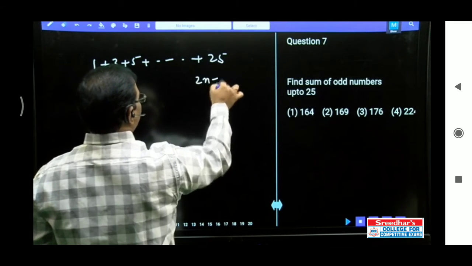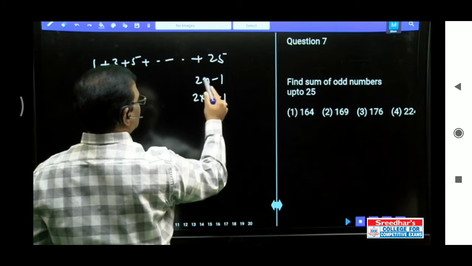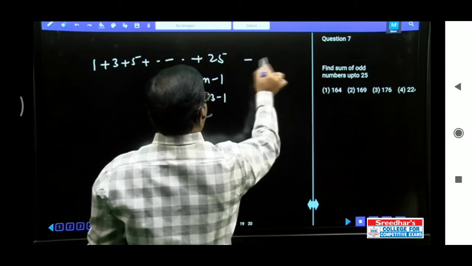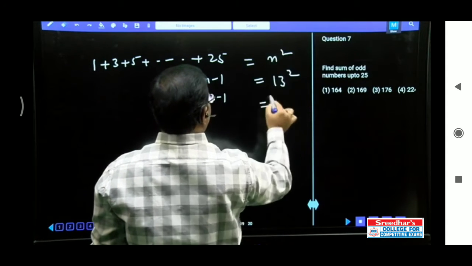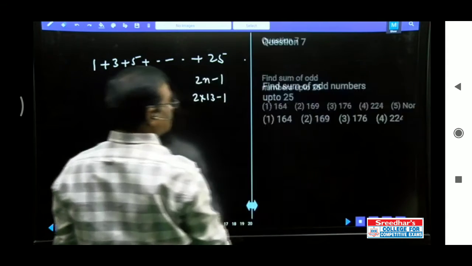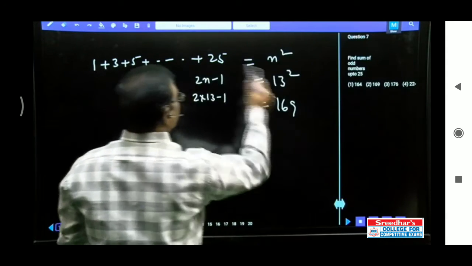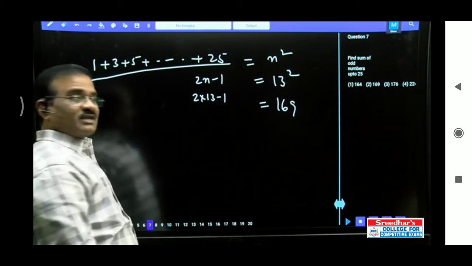2n minus 1 ఫార్ములా ఉంది. 2 into 13 minus 1, n is equal to 13. సో n is equal to 13 కాబట్టి ఫార్ములా మనకి n స్క్వేర్ అంటే 13 స్క్వేర్ అంటే మనకి that is 169. Therefore the second option is the answer. 13 square, 13 odd numbers ఇది. The first 13 odd numbers.